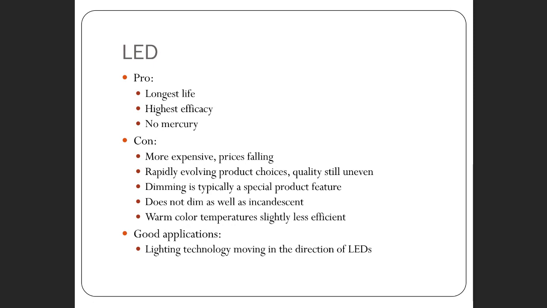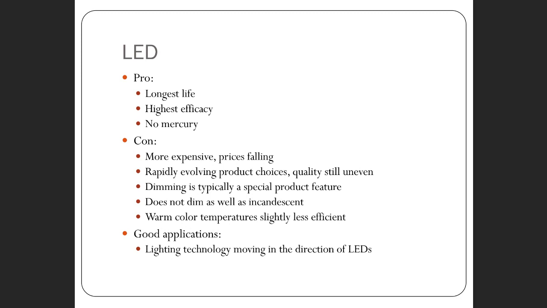Some of the cons, and I should probably update this. It's been a couple of years since I've worked on this presentation. They were more expensive, but prices have come down rapidly over the last couple of years. So when I went to the Home Depot the other day to buy some new light bulbs, pretty much everything there was an LED, right? The LEDs have displaced incandescent and compact fluorescent for the most part. So I could pick up, still a couple dollars a light bulb, but that's far less expensive than they were even a couple of years ago.